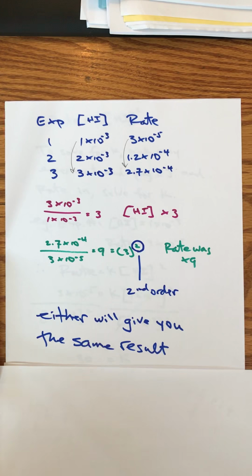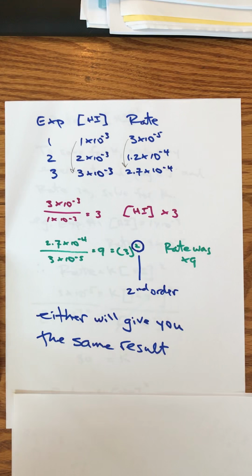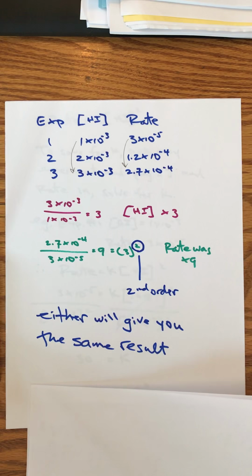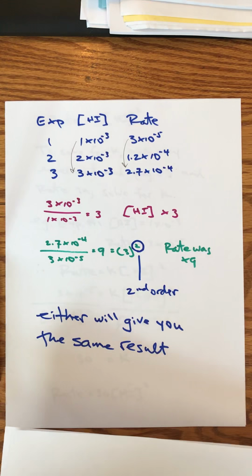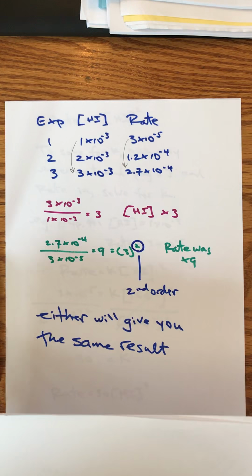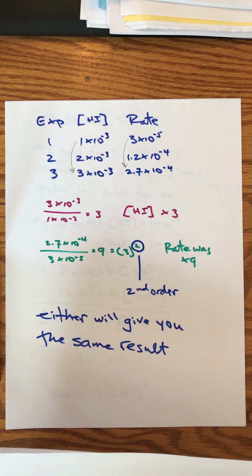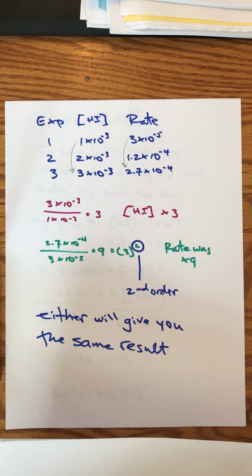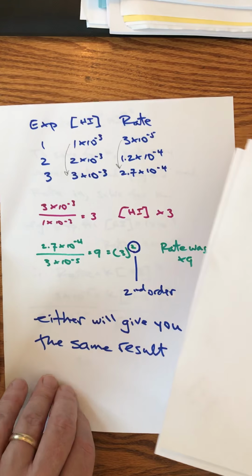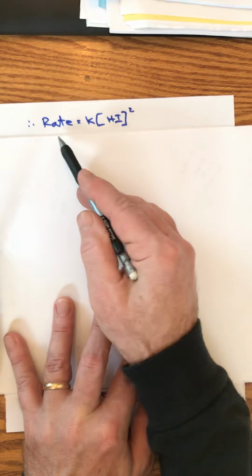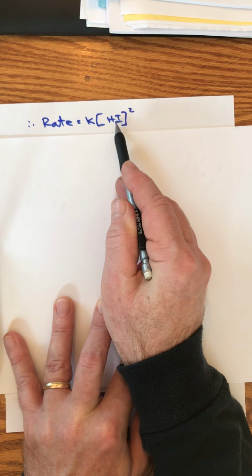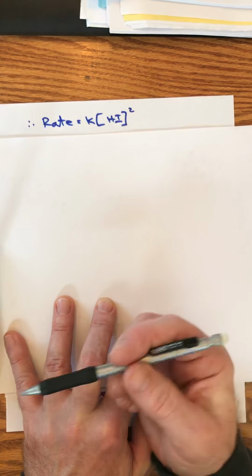So, it doesn't really matter which series of experiments you consider, but you have to consider 2 experiments, come up with the proportionate change with respect to that reactant, and then come up with the proportionate change of the rate. And it will either be 0 order, 1st order, or 2nd order. So now I could say my rate law equation really boils down to rate is K times HI to the 2nd power. There's your 2nd order.